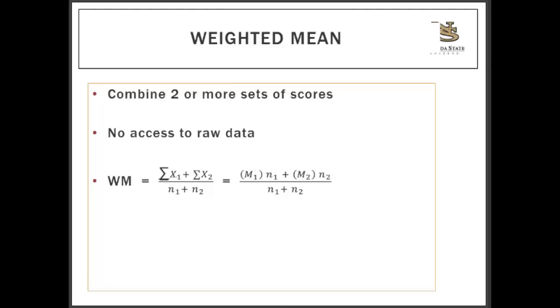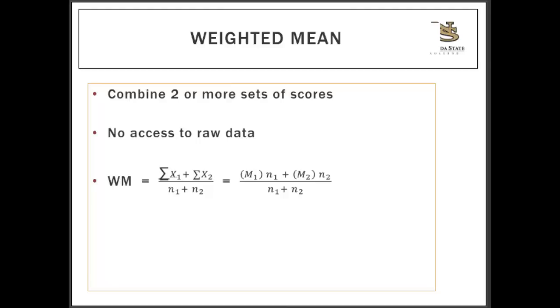But if you had 3 sets of scores, then your formula would look a little bit different. You would have sum of x1 plus sum of x2 plus sum of x3 divided by n1 plus n2 plus n3. So you can make this formula work for you based on how many sets of scores you are working with. For my purposes in this lecture, we'll assume we only have 2 sets of scores. And we're also assuming that we don't have access to the raw data. Because if we had access to the raw data, we could just combine the data, find the sum of x, divide by how many scores we have.